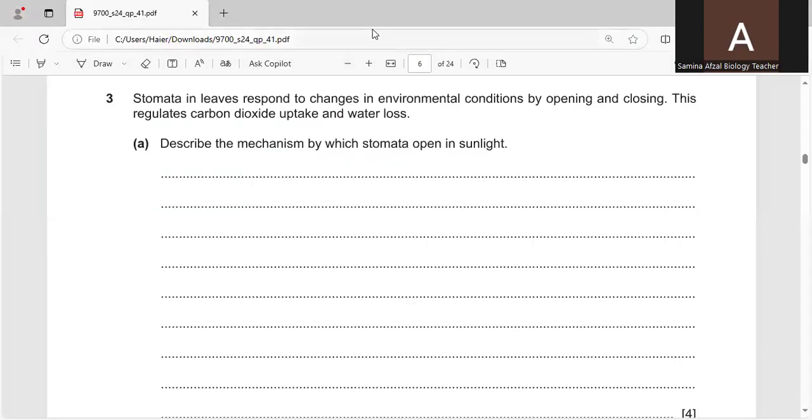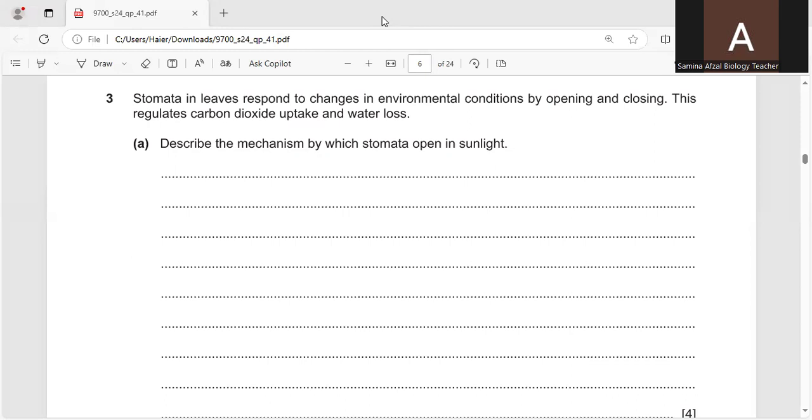Stomata in leaves respond to changes in the environmental conditions by opening and closing. This regulates carbon dioxide uptake and water loss. Describe the mechanism by which stomata open in the sunlight.